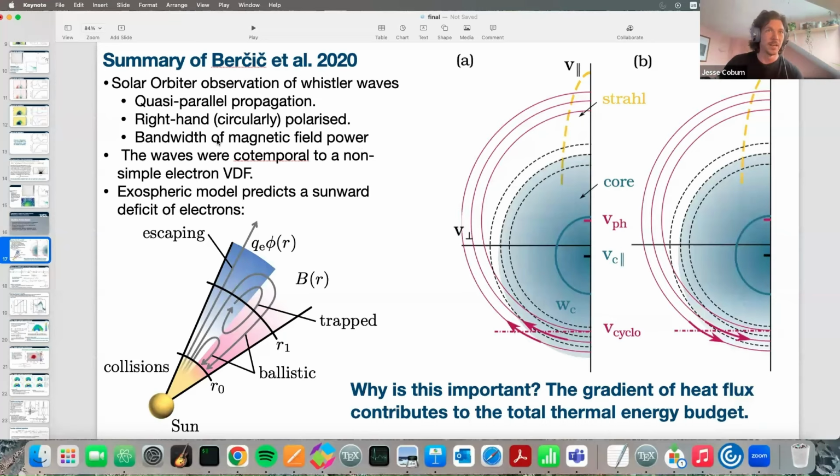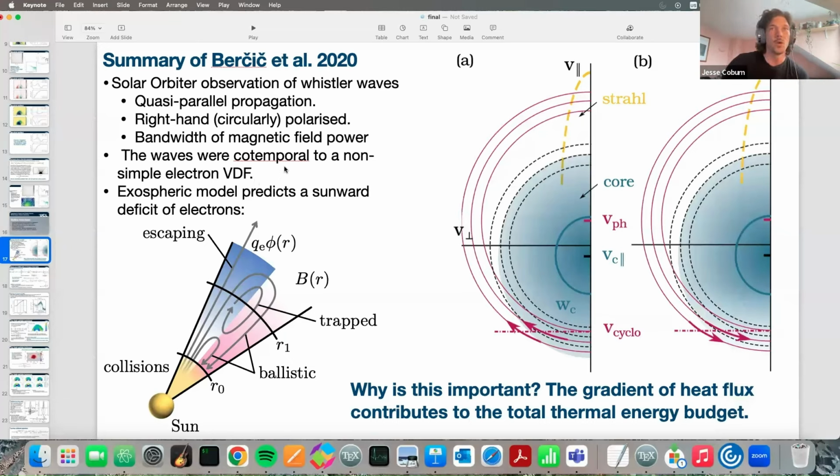That's what we get. Now the important part for us, meaning you guys and me today, is that the waves were cotemporal with a non-simple electron VDF. So when we saw the waves, we also saw an electron VDF that could not be simply expressed by kappas and Maxwellians. Maybe superpositions of them, but this is what I mean when I say non-simple. You couldn't just fit a Maxwellian and get a decent chi-squared and call it a day.